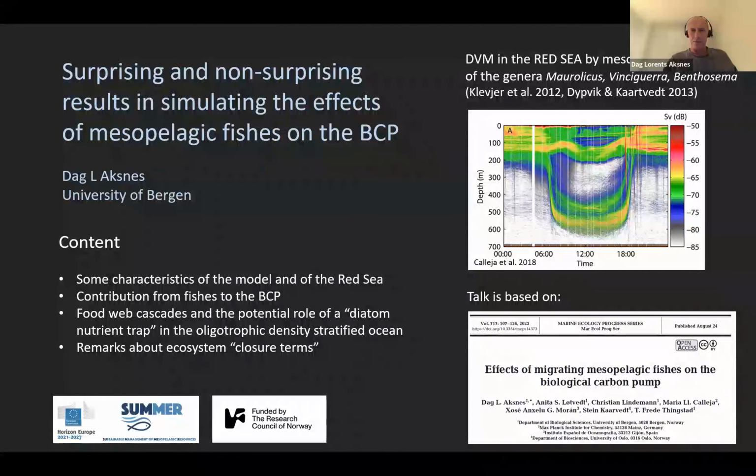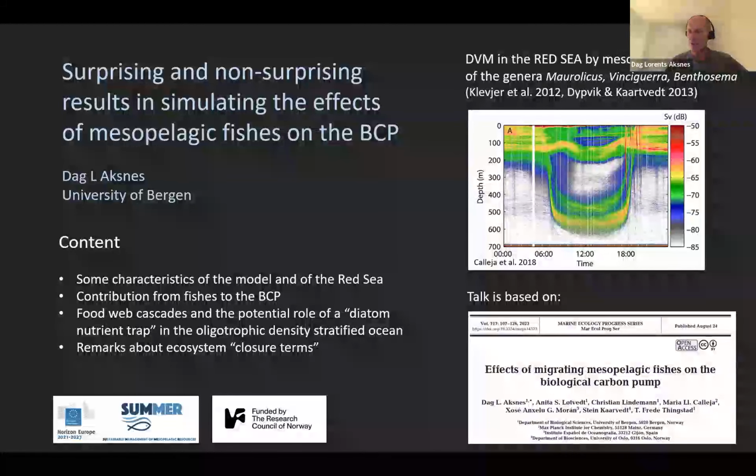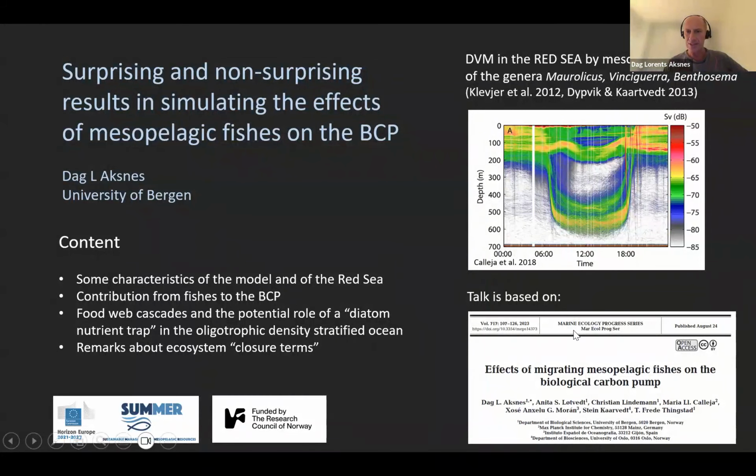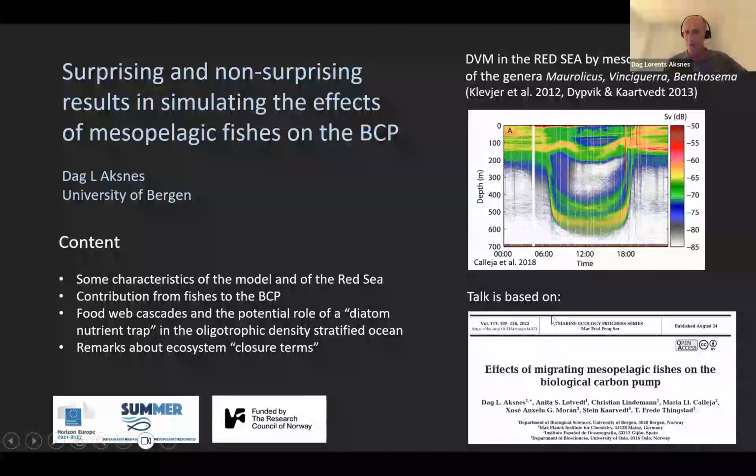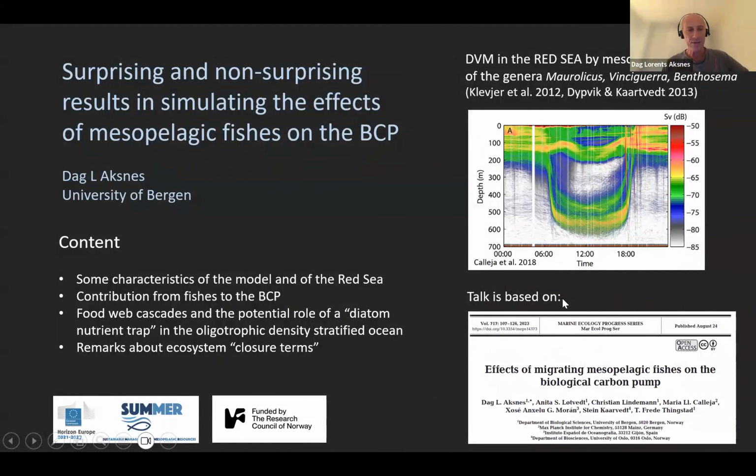Let's start. So the title, surprising and non-surprising. Actually, this talk is based mainly on the paper down here that was published in August this autumn with several co-authors, who have, of course, been part of this. But I have chosen for this presentation to pick topics that are mainly about the surprising parts, not so much about the non-surprising.